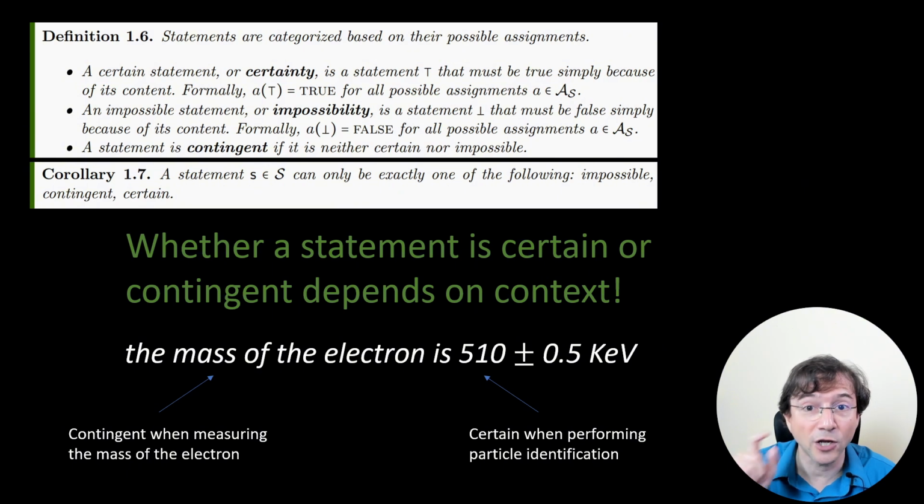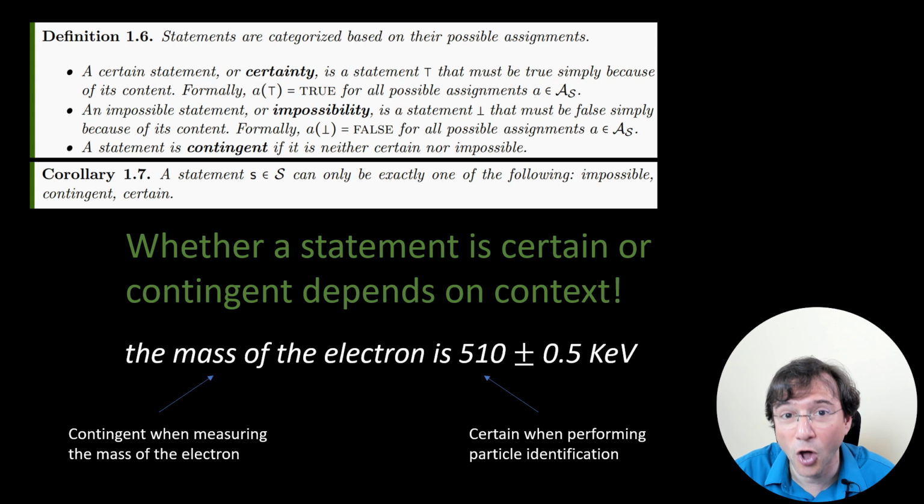So in that context, when you're doing particle identification, that particular statement is no longer contingent, but a certainty. Inside this context, we're assuming from previous experiments that the statement is true, and that's how we can distinguish an electron from a proton or quarks or whatever, but we can't distinguish them, for example, from a positron. For a positron, we would need something more.